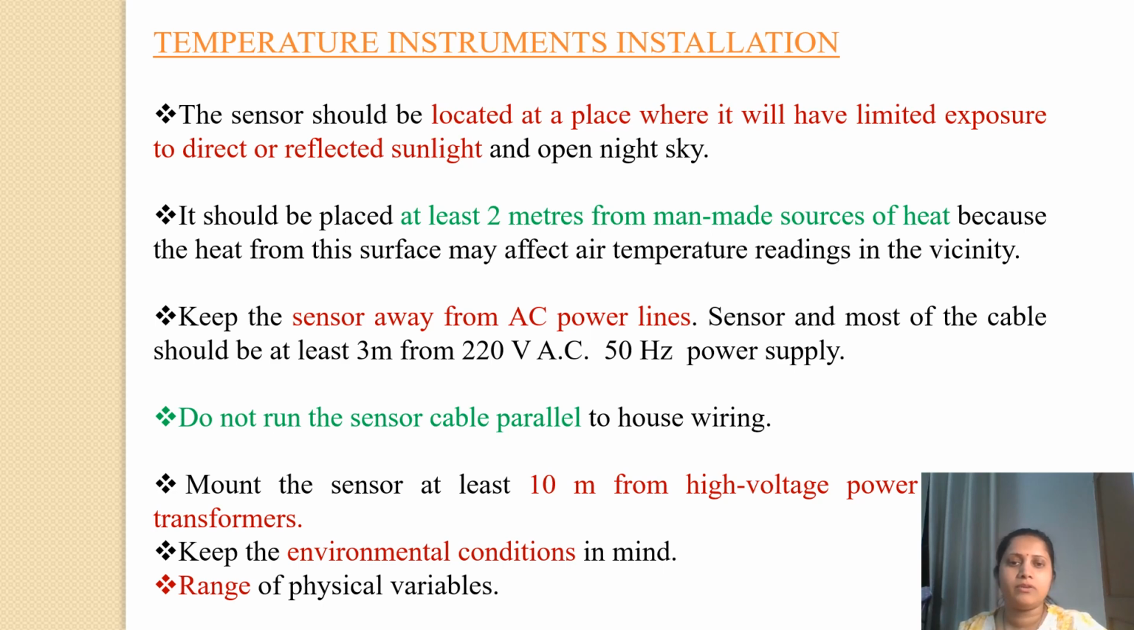Keep the sensor away from AC power lines so that the temperature from the AC power line cannot disturb the sensor reading. Do not run the sensor cable parallel to house wiring. And some more, such as mount the sensor at least 10 meters from a high voltage power transformer. Keep the environment condition in mind while installing the temperature instrument, and the range of the physical variable can also be considered.